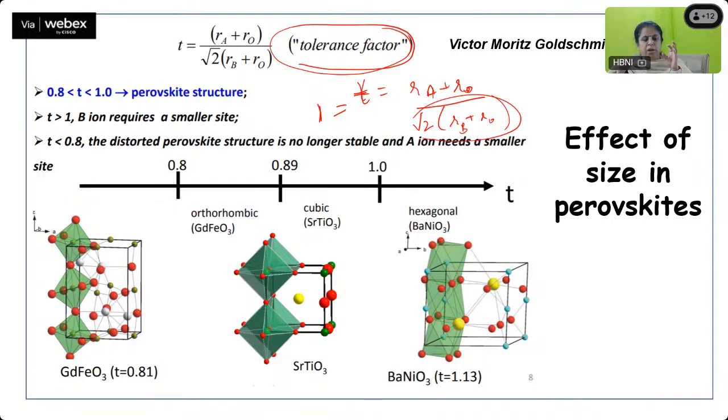Suppose I have ABO3 and I want to replace some of the A by A prime and B by B prime. I know the radii, so I can calculate the tolerance factor value. Even before I carry out the experiment, I will have an idea of what kind of structure would be possible here. So this is how we play with the perovskite chemistry.